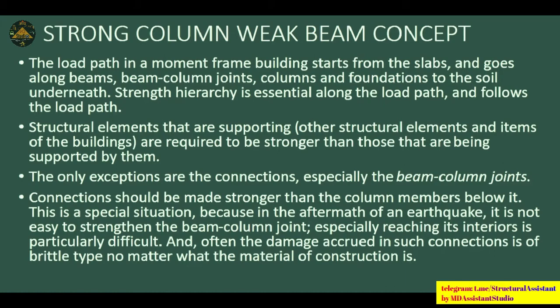After that we should understand the strong column weak beam concept. That is the golden rule of earthquake resistant buildings. The columns that we provide should be strong and the beams that we provide should be weak, and structural elements that are supporting are required to be stronger than those that are being supported by them. That is, the column has to be stronger than the beam, and the connection should be made stronger than the column members below it.